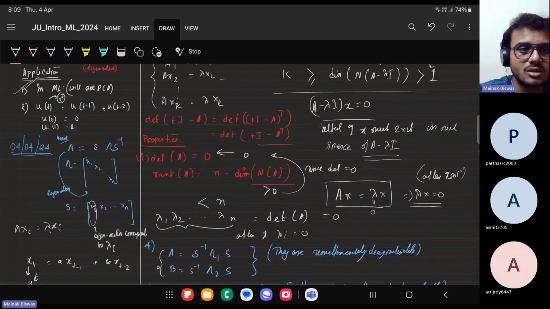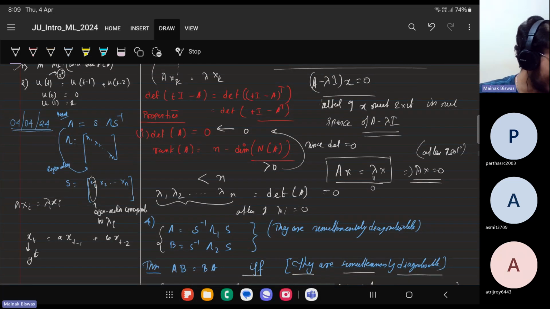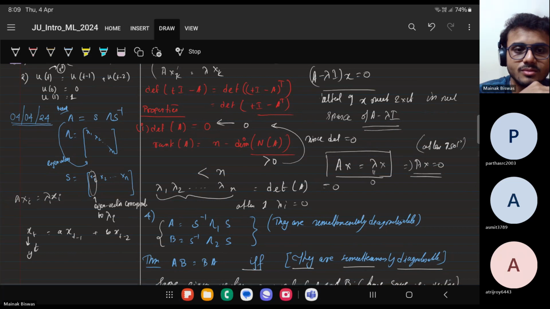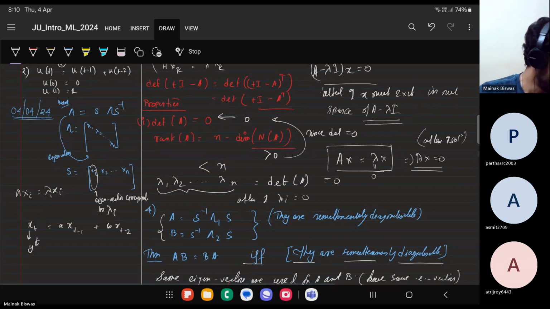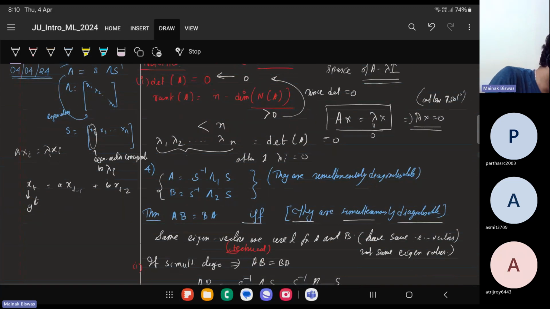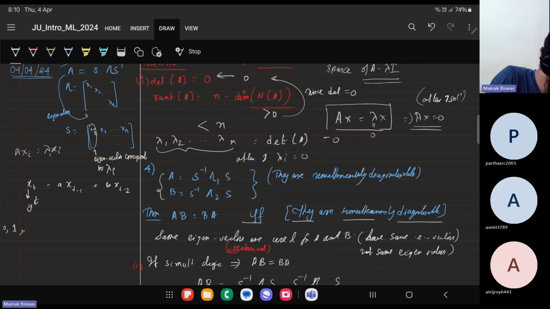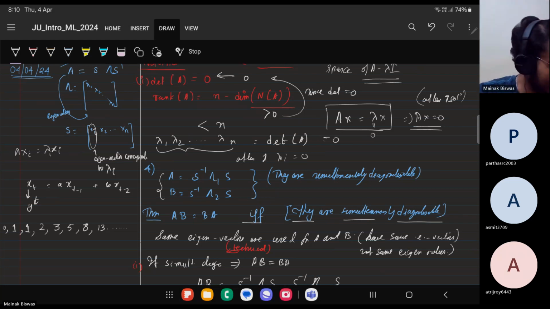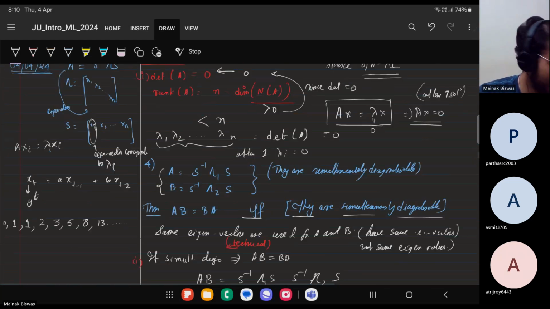Are you following, or are there any questions? Please follow, this is very interesting. So, you know from your school days, what is this sequence called? Fibonacci. This sequence is the Fibonacci sequence.